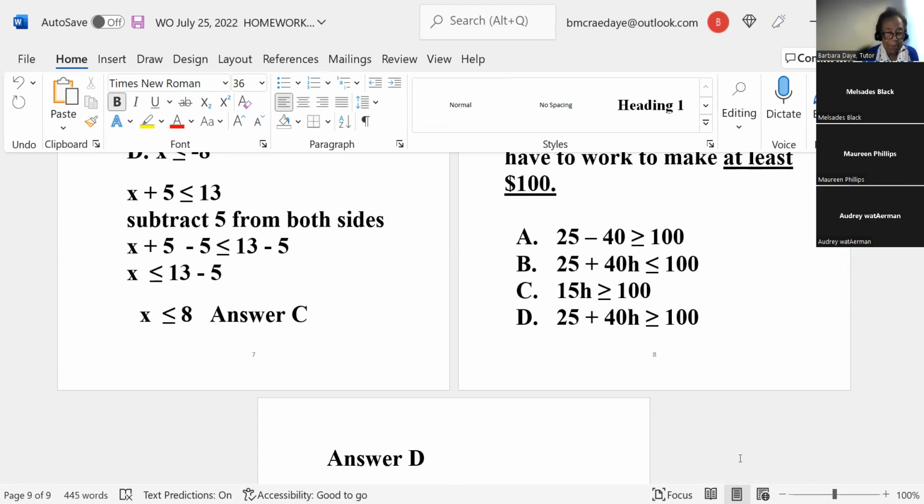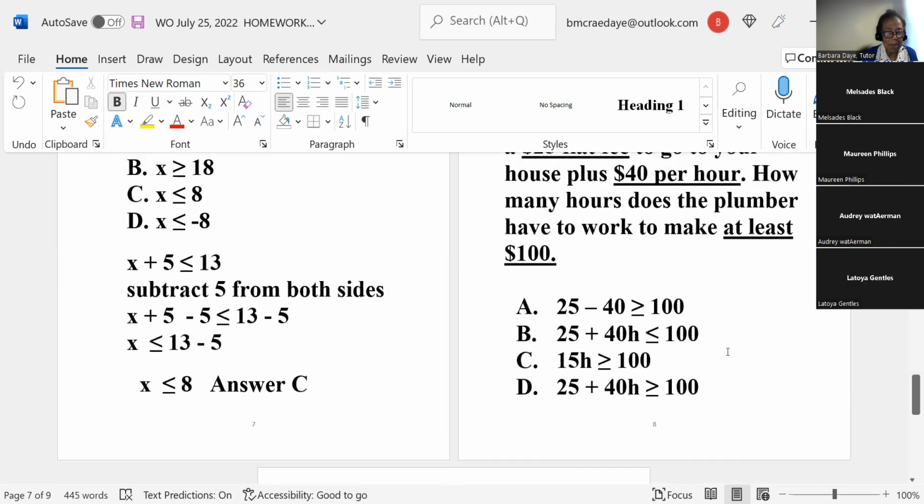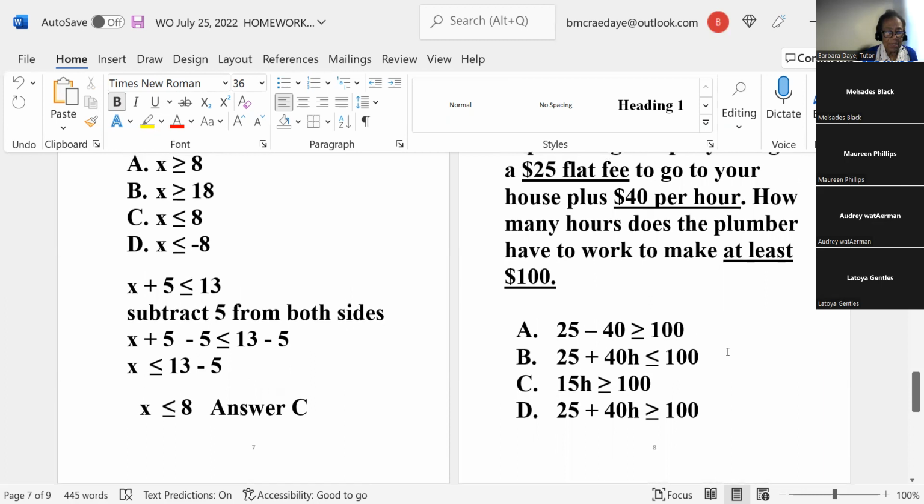Maureen, did you have that one? Yeah. Miss Barbara, yes, Mercedes. D is the answer, right? But why does the sign turn? I don't understand why the sign turns. You mean the sign right here? Yes, D. Why turn to greater than or equal?